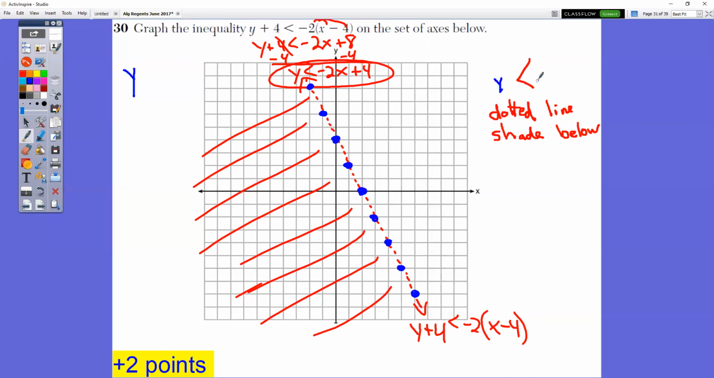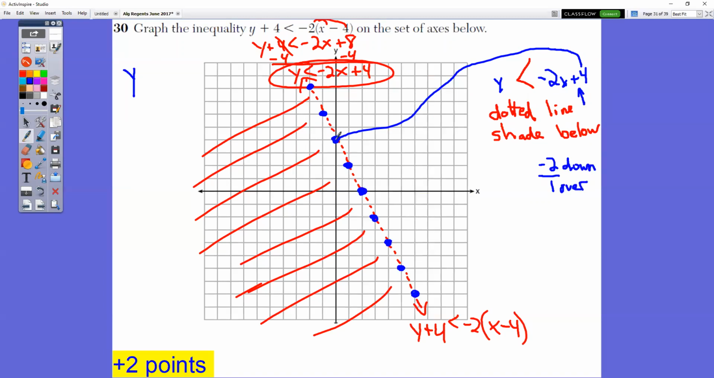Since we have y is less than negative 2x plus 4, remember that your y-intercept is this number. So your y-intercept is this point right here. That's your y-intercept, (0, 4). And then this negative 2 over 1, that's your slope. That is negative 2 over 1. That really means down 2 over 1.